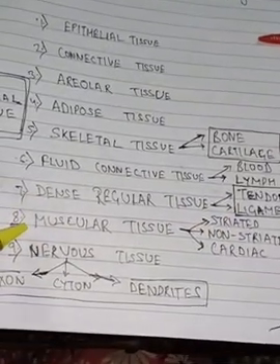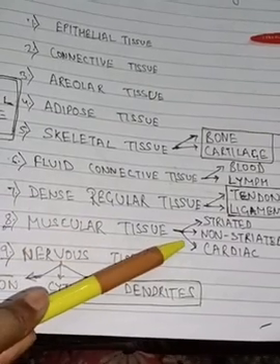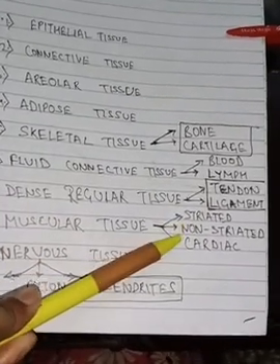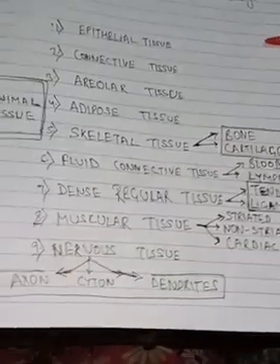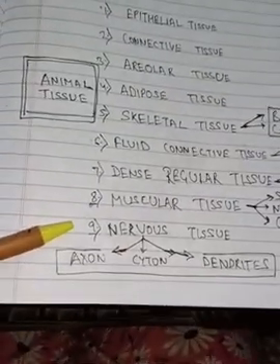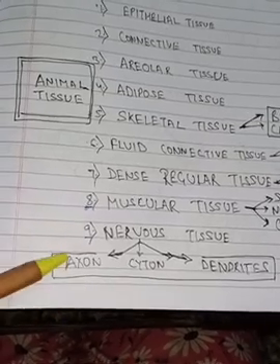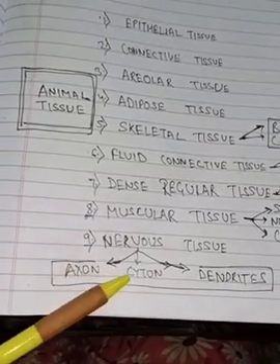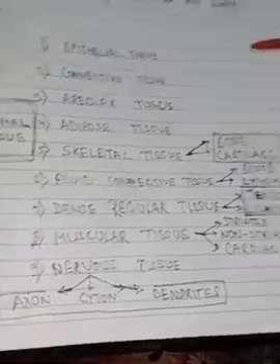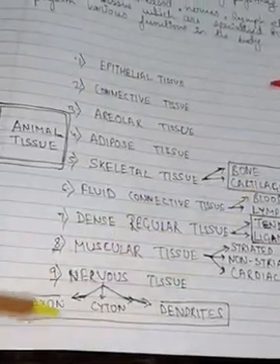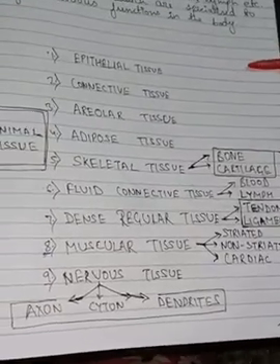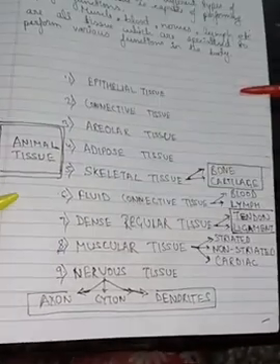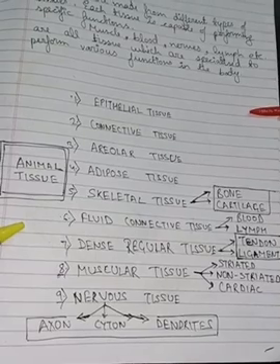Then muscular tissue divides into 3 parts: striated muscles, non-striated muscles and cardiac muscles. Then nervous tissue divides again into 3 parts, that is the axon, cyton and dendrites. Now this whole is the part of the animal tissue. Now we are going to discuss animal tissue in detail.